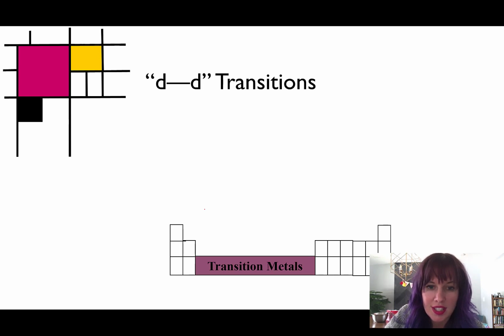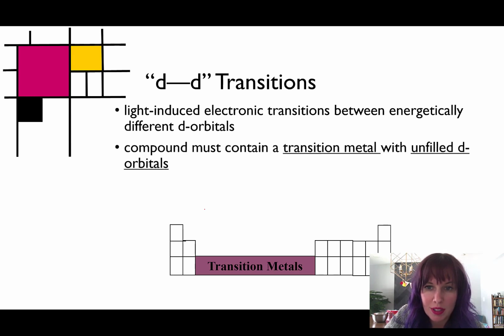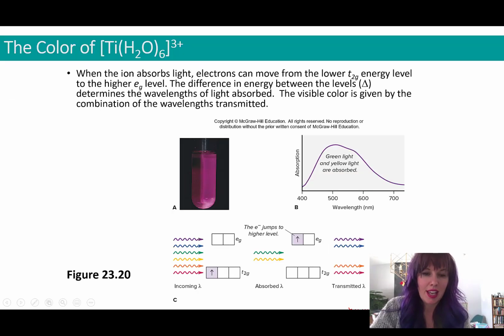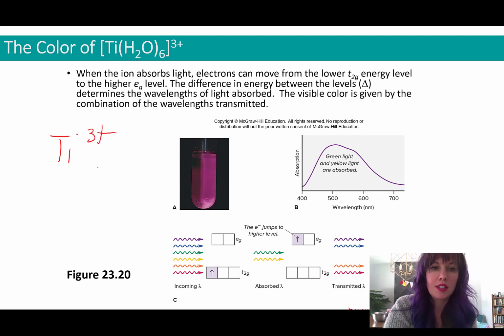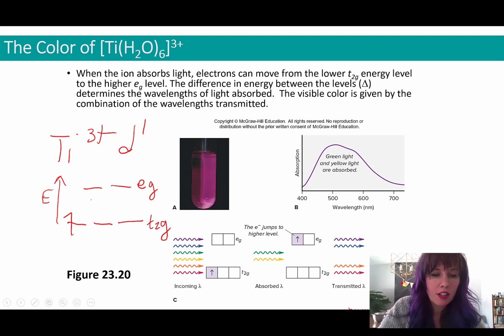Okay, D to D transitions again. This is the transition between different d orbitals. So you have to have a compound with a transition metal with unfilled d orbitals for a D to D transition to take place. This is hexaaqua titanium 3. If you look on the periodic table, titanium 3 is in the 4th group. So it has a D1 electron configuration.